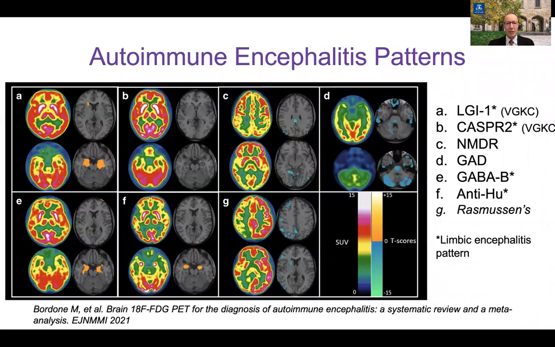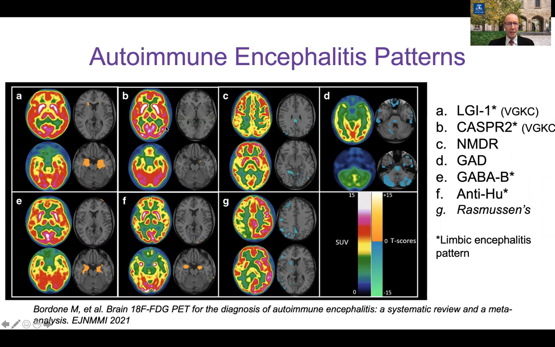There's been a recent paper describing various patterns of FDG PET in various types of autoimmune encephalitis. So many of them look like the pattern we've just seen. So here, for example, we've got LGI1 and CASPR2. These are actually both subforms of the voltage-gated potassium channel antibodies, slightly different antibodies, but related. So not surprisingly, they're giving the same appearance of increased metabolism in the striatum and in the medial temporal lobes.